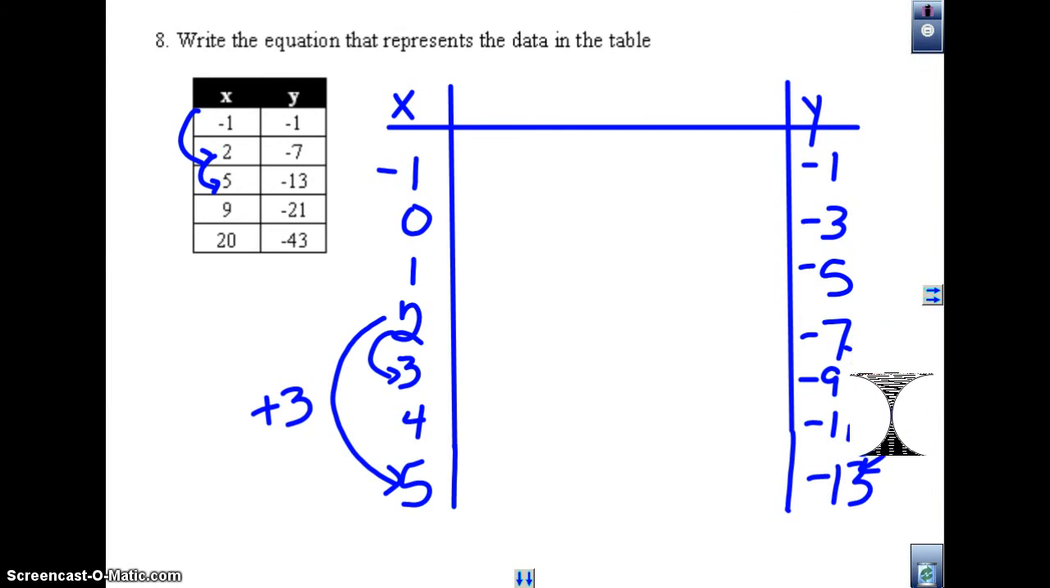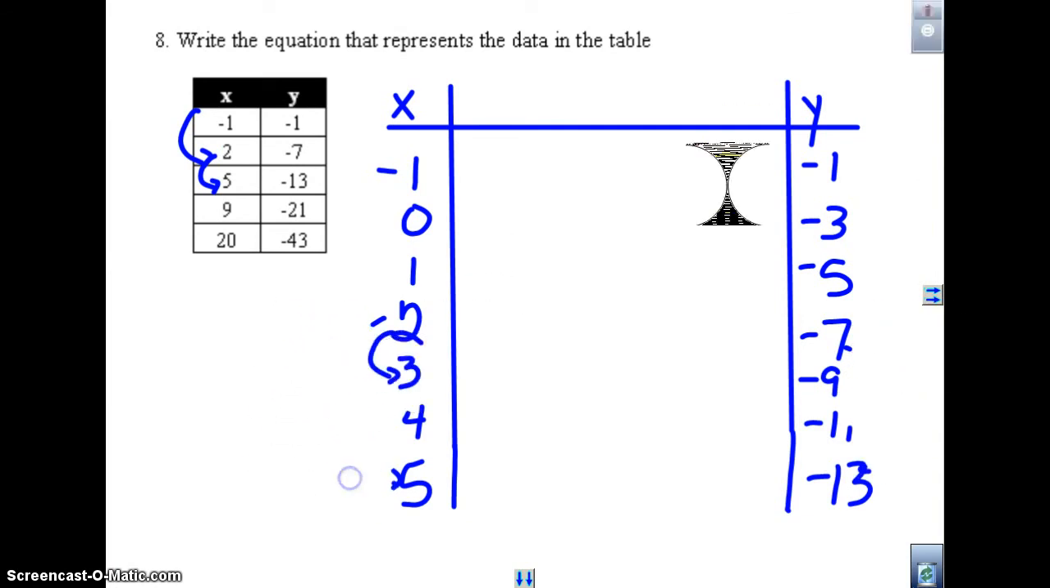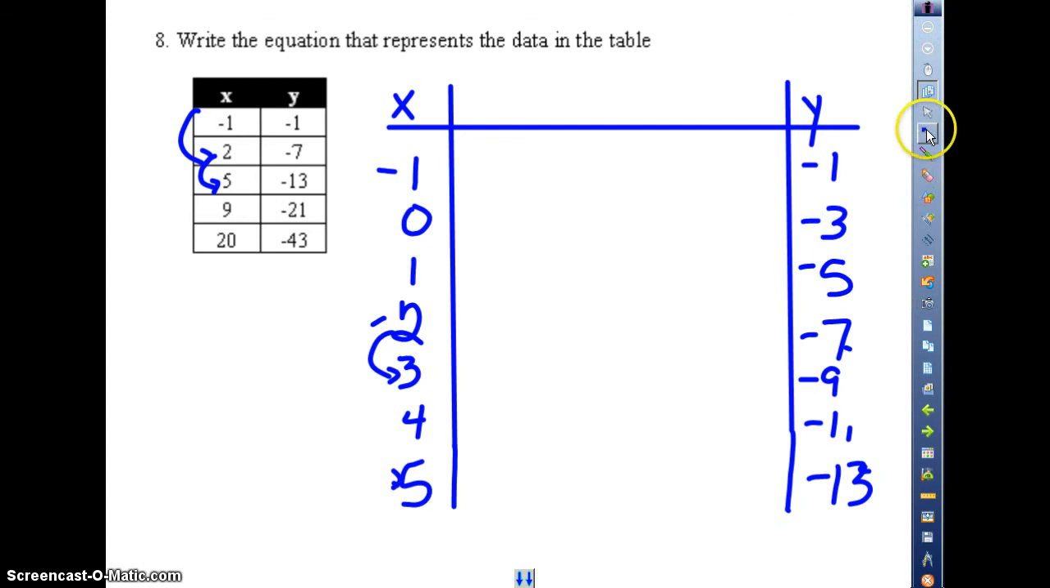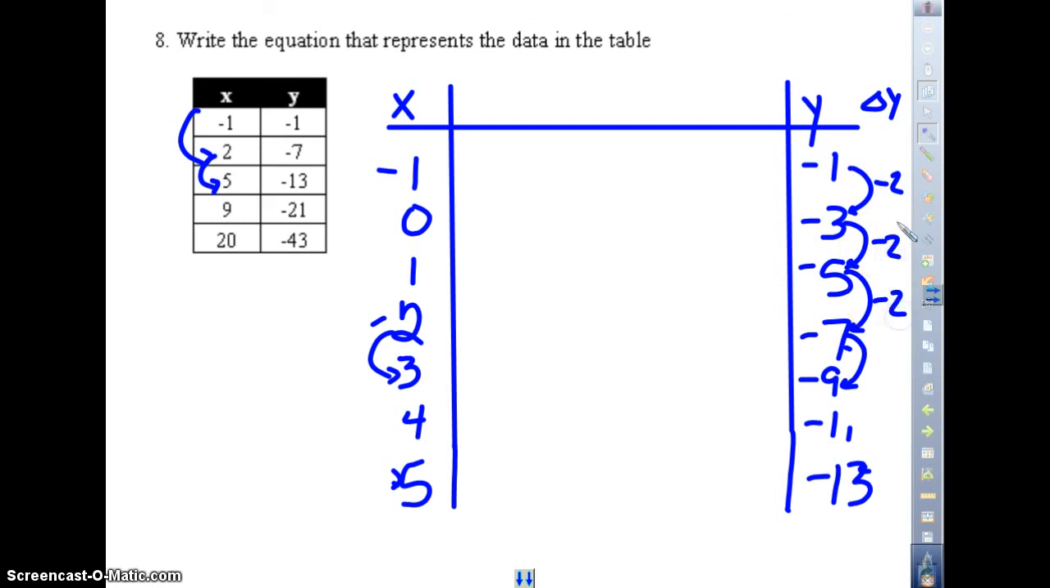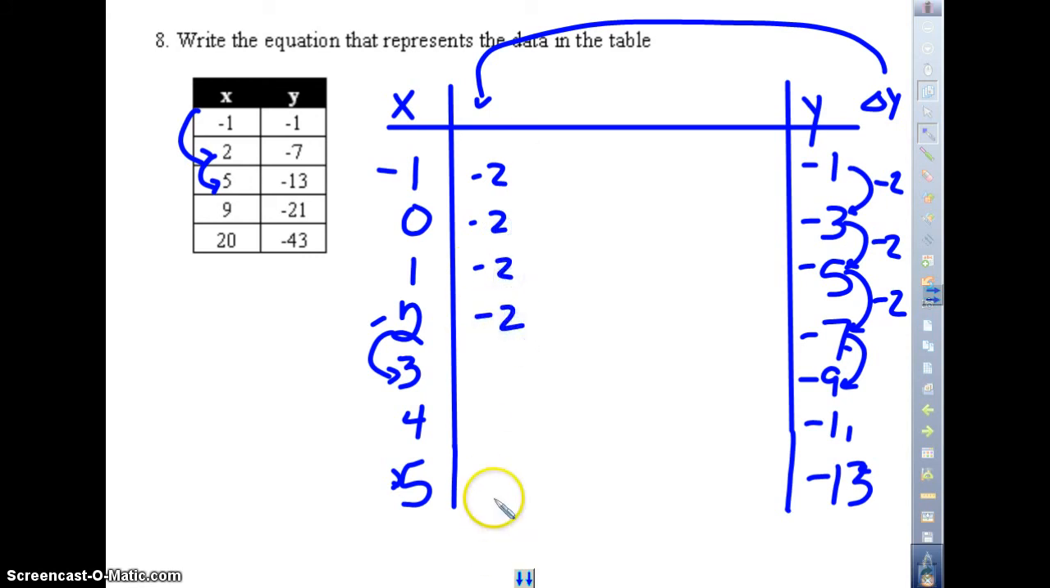Make those values of x increase by what each time? Yeah, we want them to increase by 1. All right, now that they're all increasing by 1, I want to find out what the change in my y's are. Each time my x's increase by 1, my y's are changing by what? Yeah, they're decreasing by 2 each time. And I know I can take that number now and put it right here. Minus 2, minus 2, minus 2, minus 2, all the way down the line.